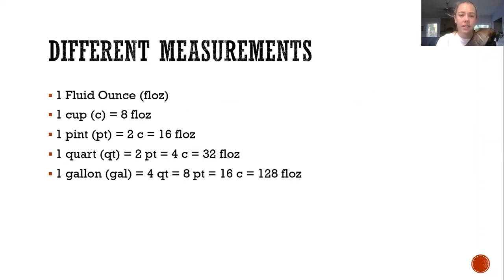So, our different units and their measurements. Fluid ounces is abbreviated FL OZ. That is not "flaws" like you guys always said in class. It is fluid ounce, FL OZ. A cup, which is abbreviated with C, is 8 fluid ounces. A pint, PT, is equal to 2 cups or 16 fluid ounces. A quart is represented with QT, and a quart is equal to 2 pints, 4 cups, or 32 fluid ounces.